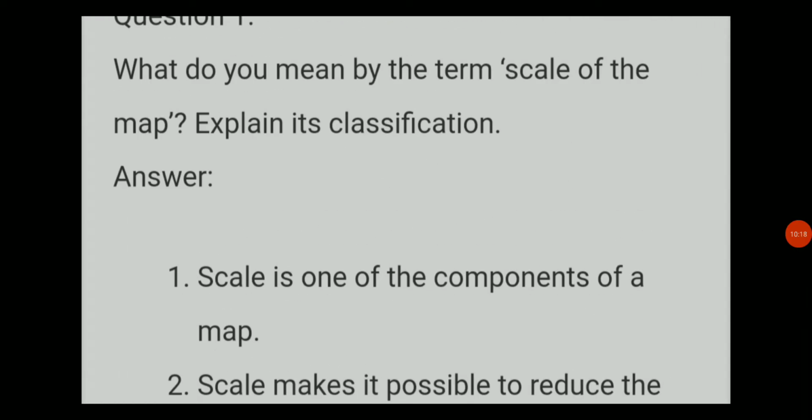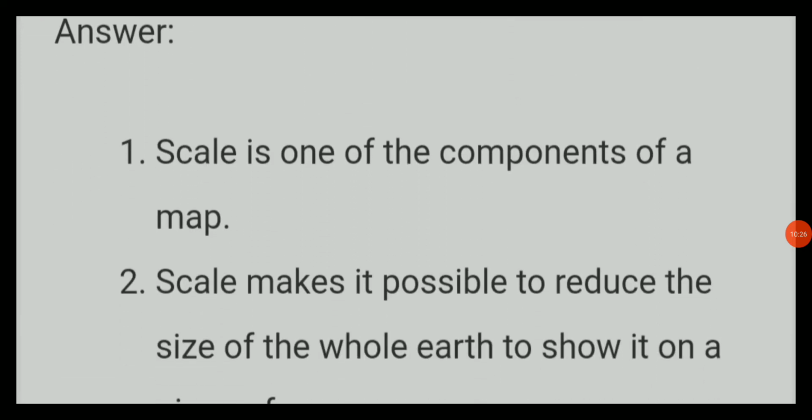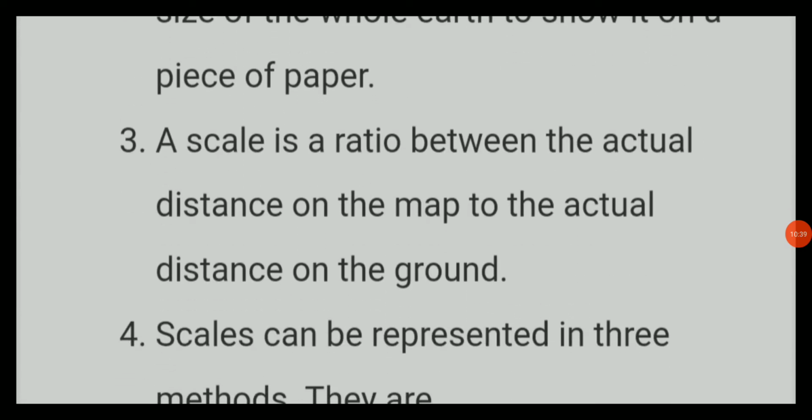Your next topic, 7th topic, answer in a paragraph. First question, what do you mean by the term scale of the map? Explain its classification. Your first point in answer, scale is one of the components of a map. Second point, scale makes it possible to reduce the size of the whole earth to show it on a piece of paper. Third point, a scale is a ratio between the actual distance on the map to the actual distance on the ground.